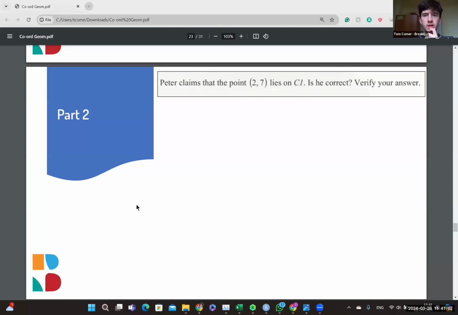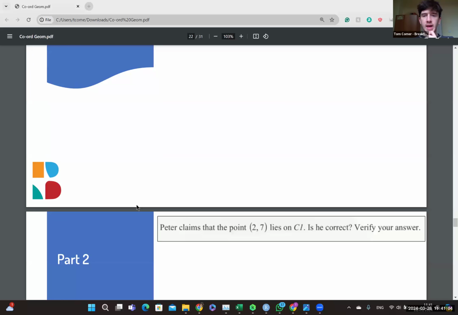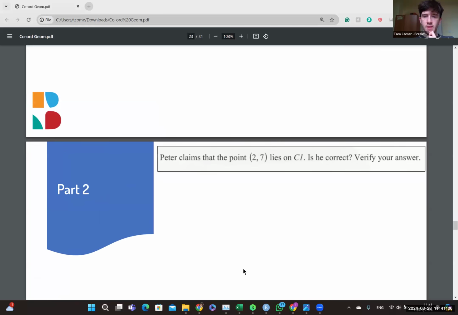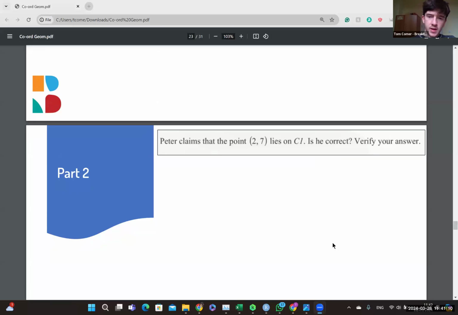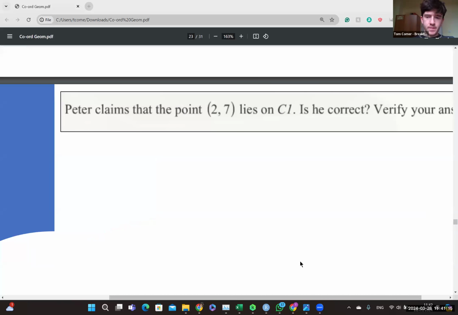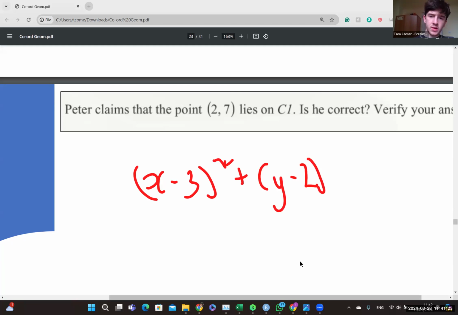Peter claims that the point 2, 7 lies on this circle, okay? I'm going to write out this circle. There's a 3 and 2. So we have, I'm going to zoom in for you now, guys, okay? So we have x minus 3 squared plus y minus 2 squared equals 34. Okay? And Peter claims that the point 2, 7 lies on this circle.